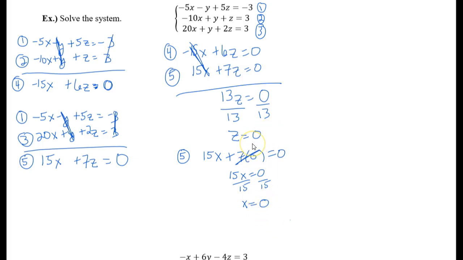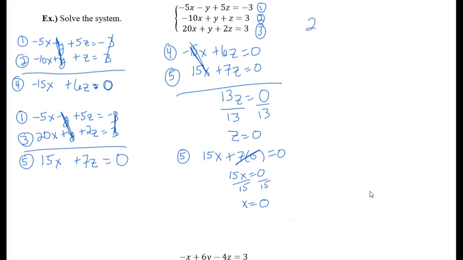We have x, we have z, now we need y. We plug in both x and z into any of the 3 original equations. Again, it doesn't matter which one. You can choose any of these. I'm going to go ahead and choose equation 2 here, only because the y was positive, and that's what we're trying to find, is y.